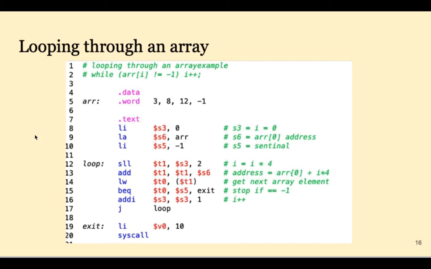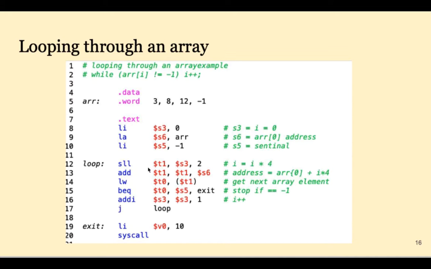This program shows how to iterate through an array. So we have a small array of 3 words, with the final, 4th word here being a sentinel value, meaning the end of the array. In this program, we'll let S3 equal I, and it will start off at 0. S6 is going to hold the base address of the array, which is the same as the address of the first element. And S5 is our sentinel value.